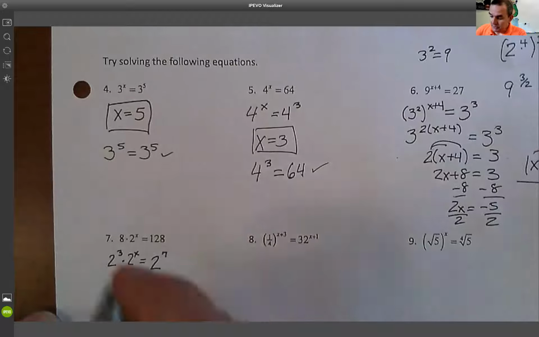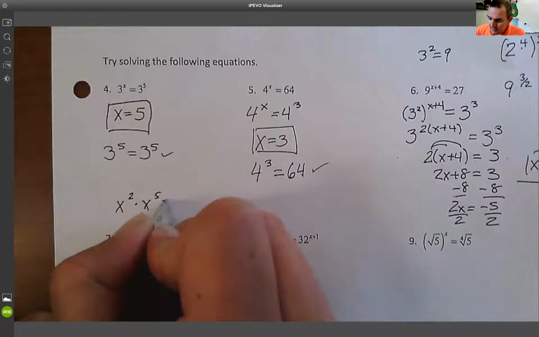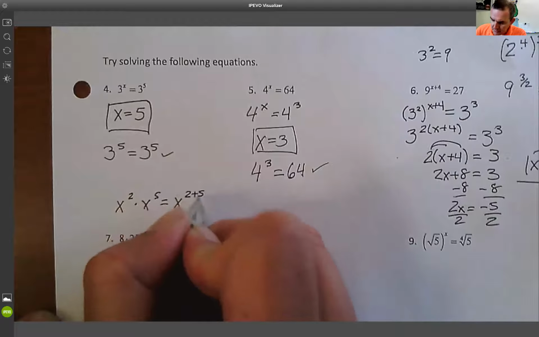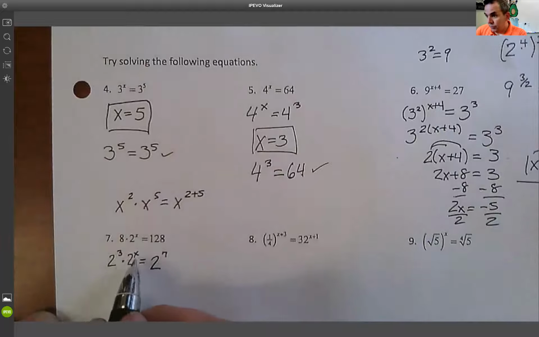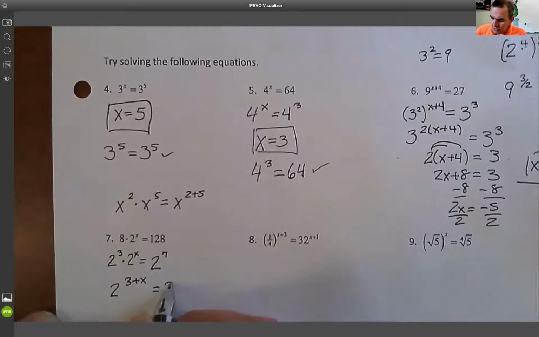And the rule that we deal with, so again, remember your rules: x to the 2nd times x to the 5th, we would add those exponents, x to the 2 plus 5. Well, what we can do is, with the same base, we can add the exponents. It's 2 to the 3 plus x equals 2 to the 7th.